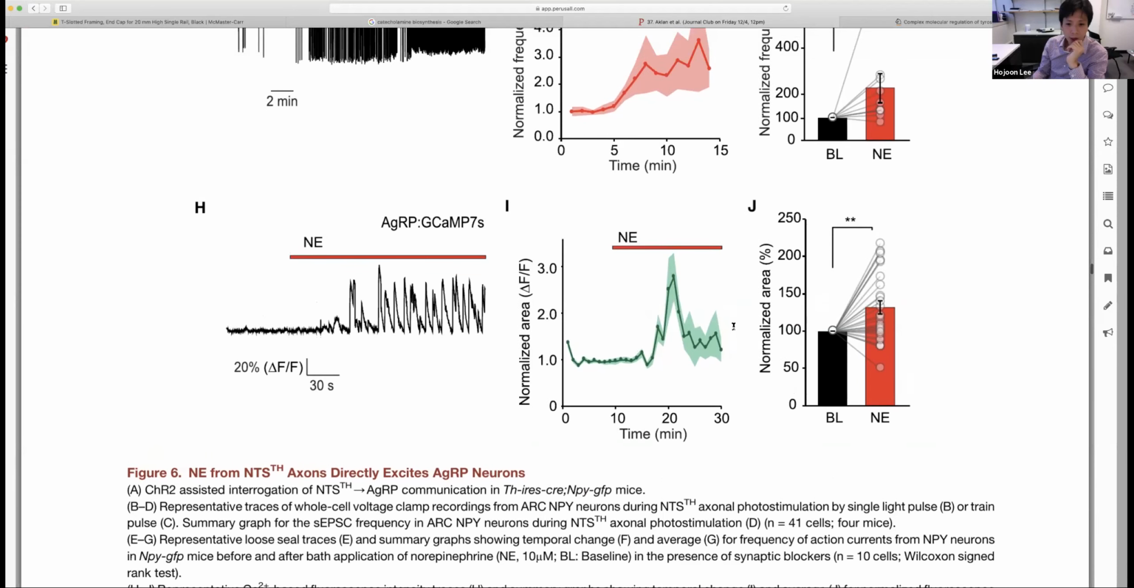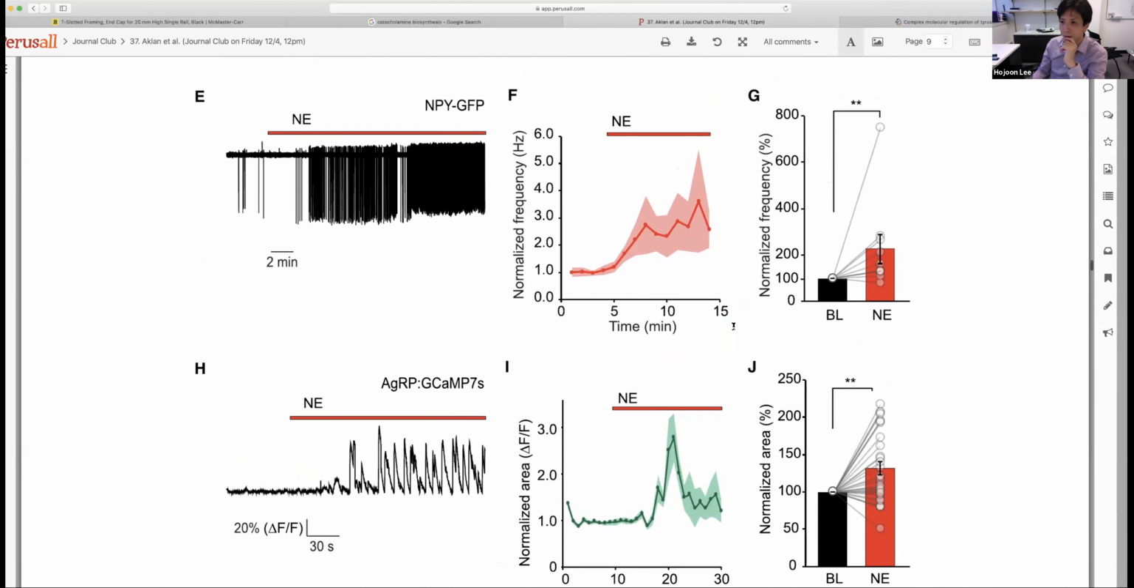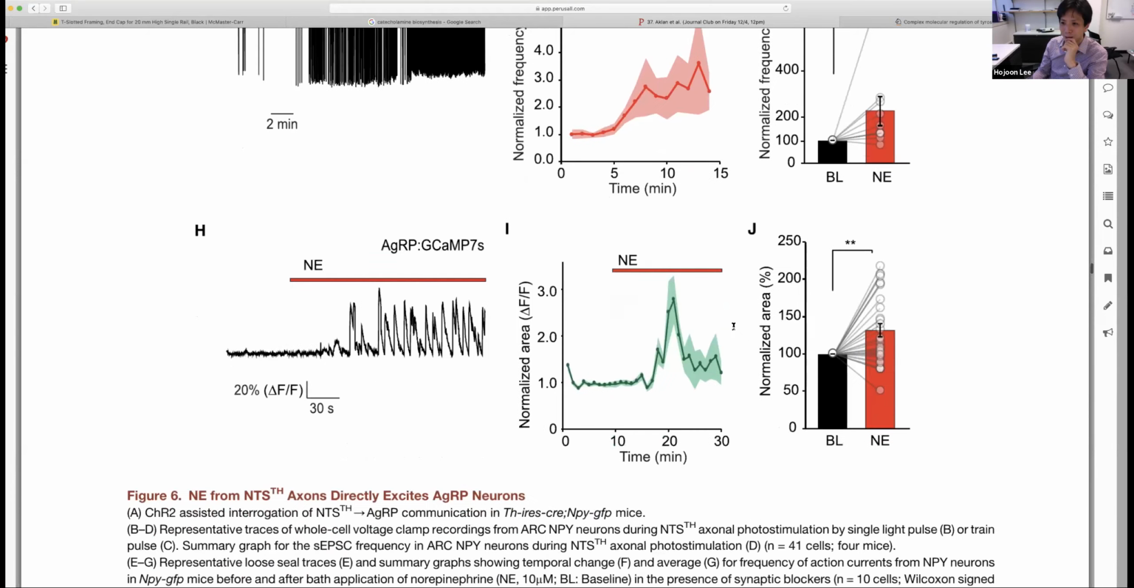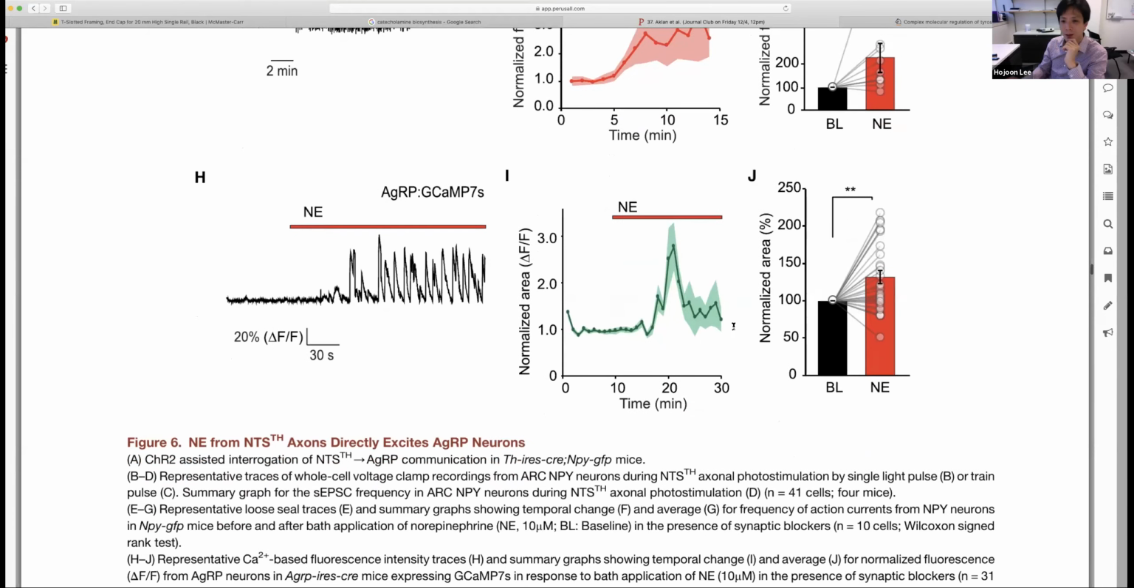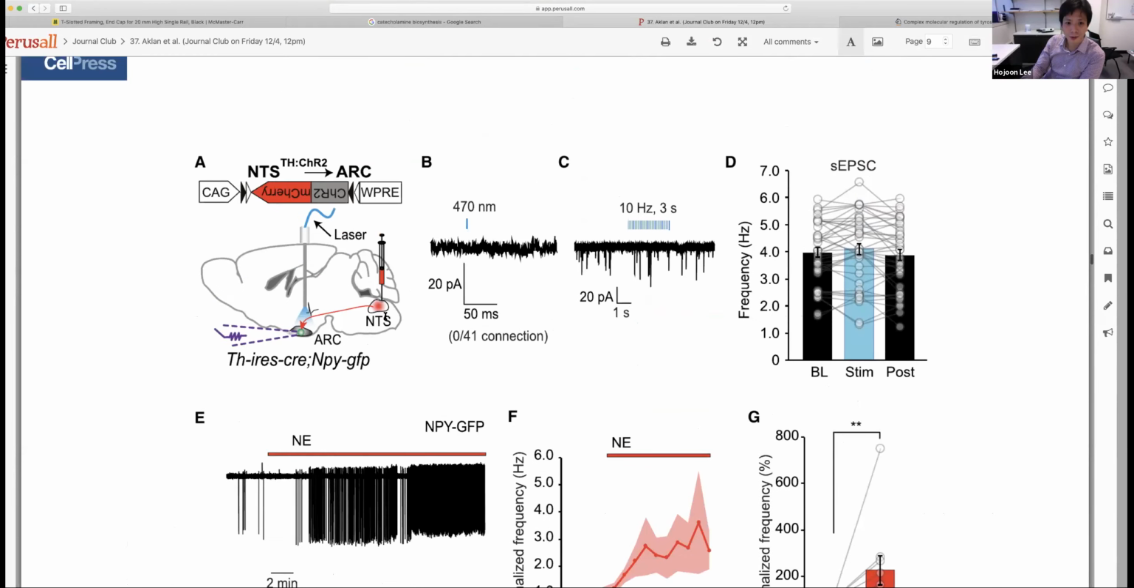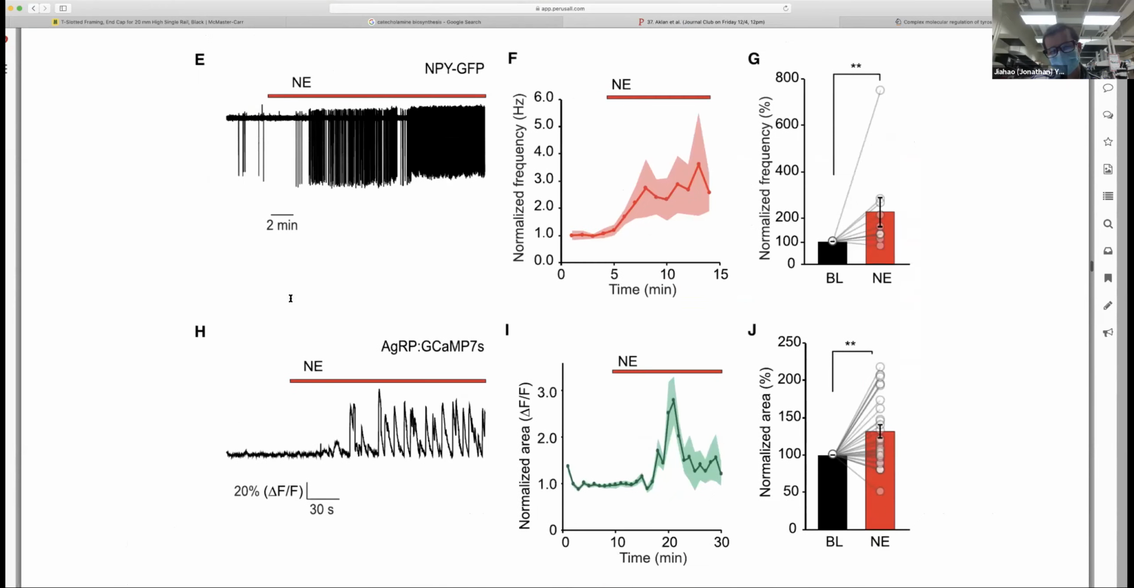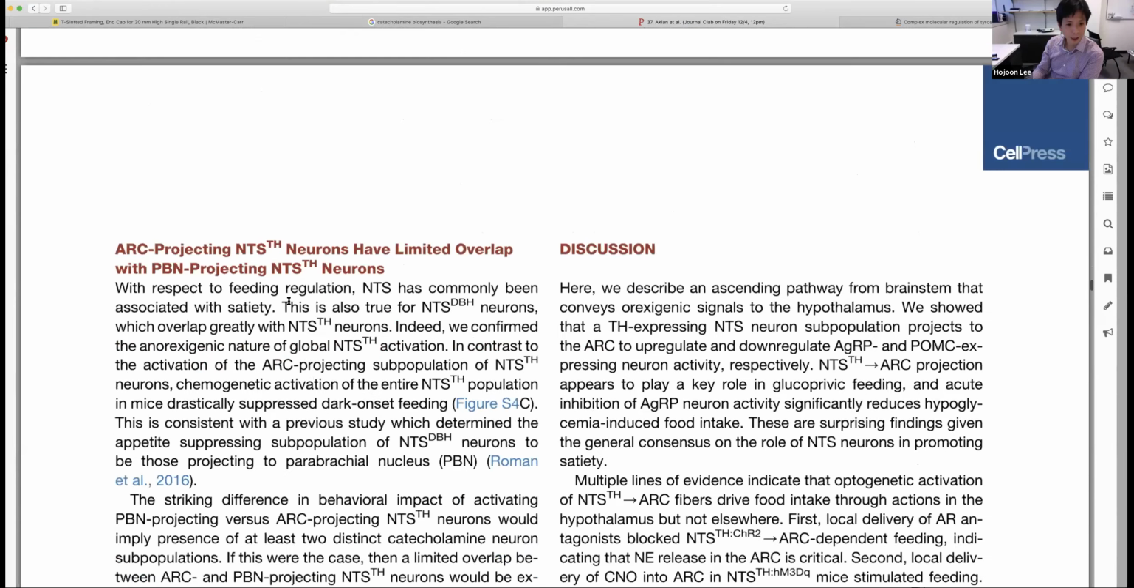So then the question is, where is this coming from? Where is norepinephrine coming from if this is used to activate the HRP neurons, not directly from the NTS neurons? So let's move on to the next figure.